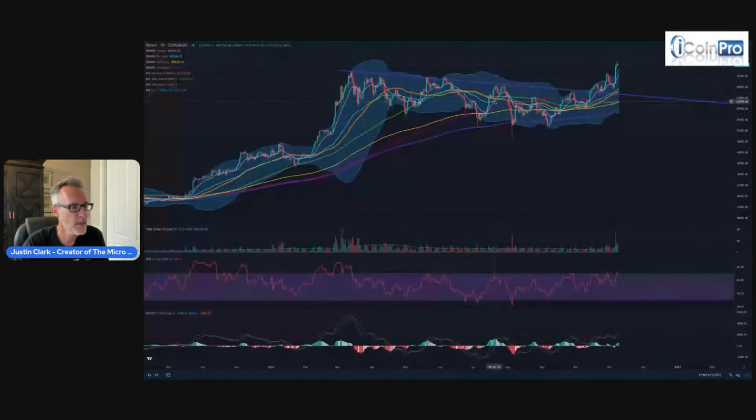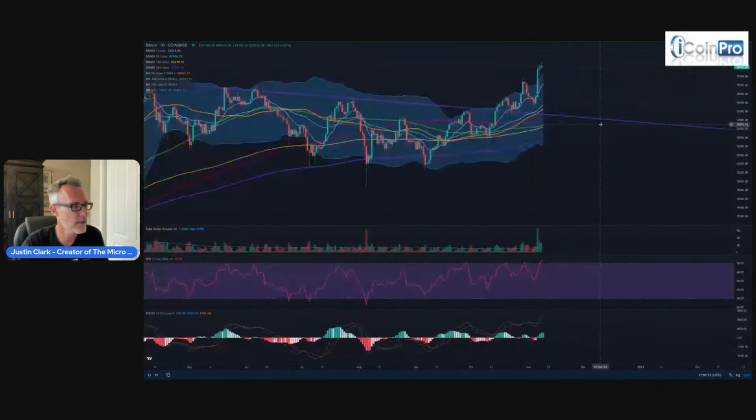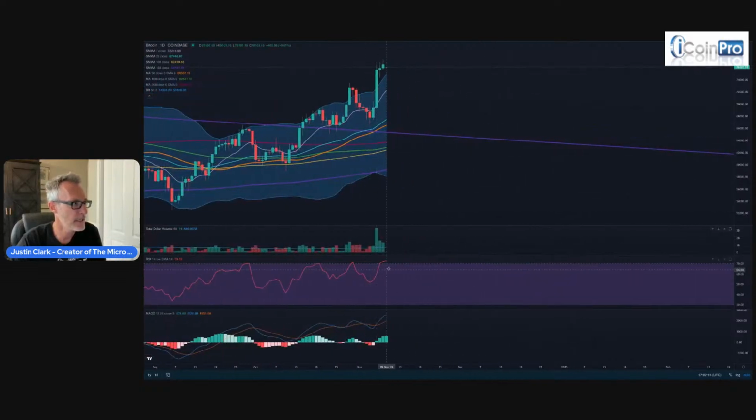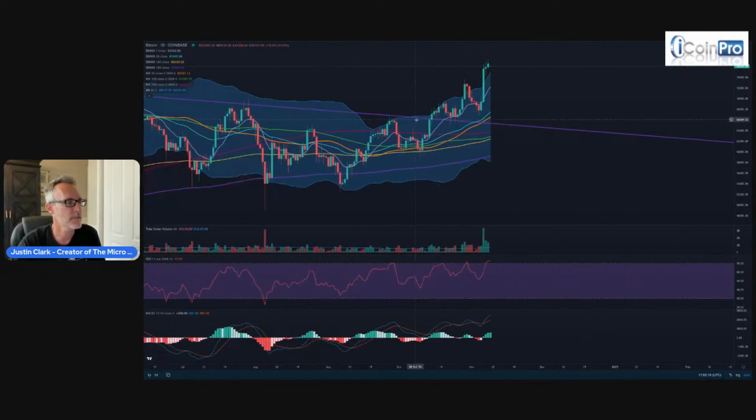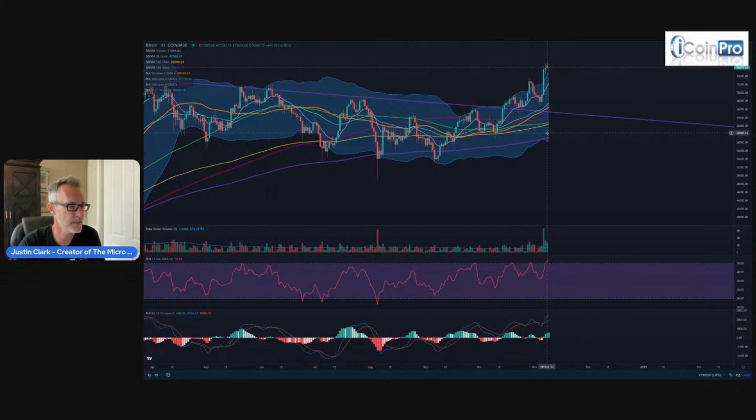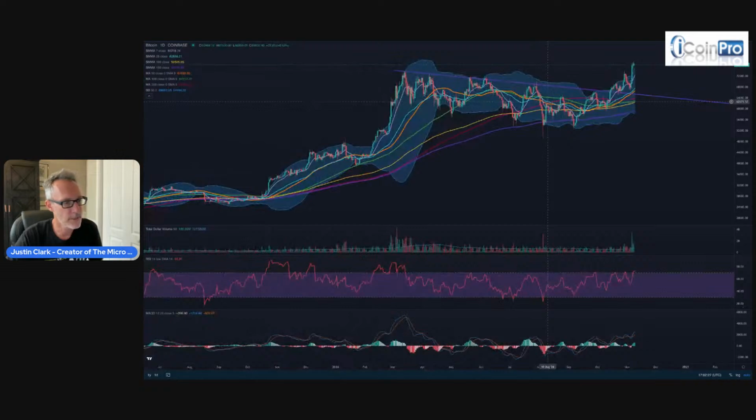But overall, looking pretty good. Got some really good volume here on these moves. Everybody was excited after Trump got elected because he's crypto friendly now. So I think that caused a good surge. So we're going to have to just see. We'll take it one day at a time.